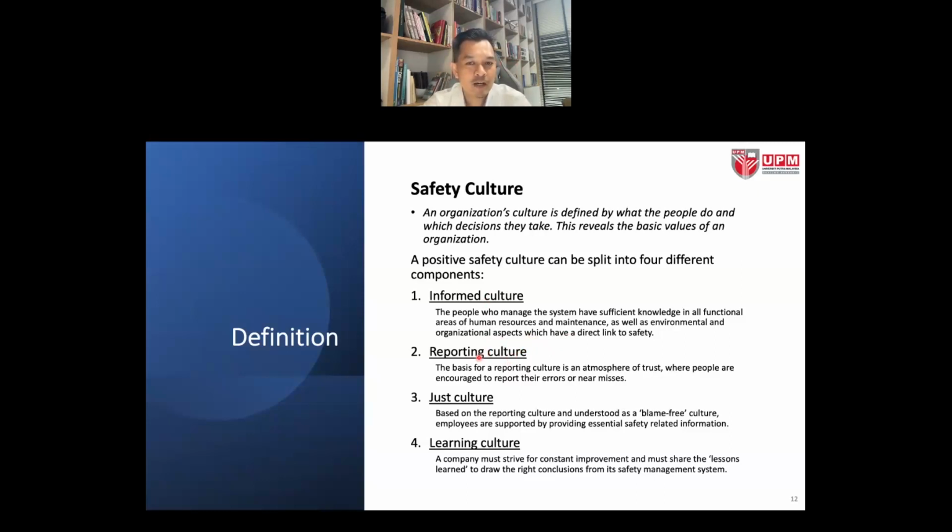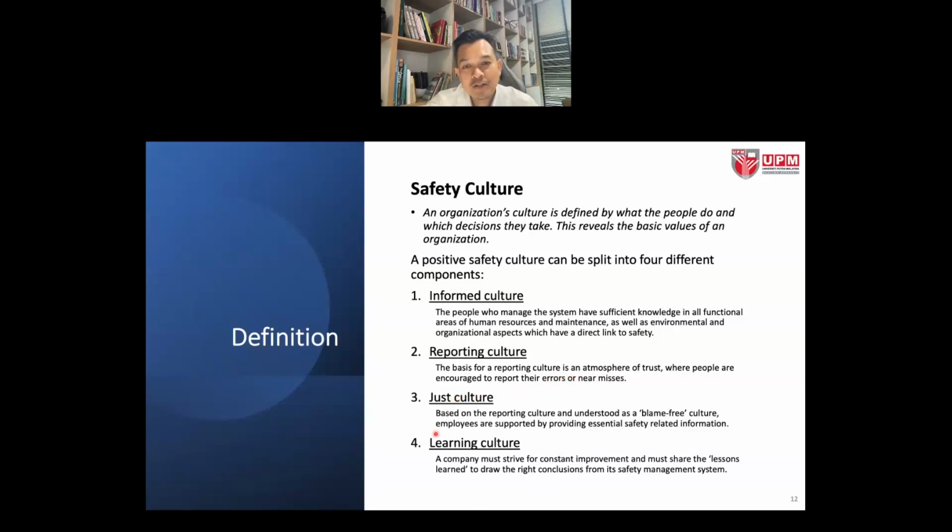The basis for a reporting culture is an atmosphere of trust, where people are encouraged to report their errors, not to keep quiet, not just to put away their errors or near misses. Because you may not be caught during that particular time, but it may happen to other people, and it can cause hazards. It can cause incidents that you do not want in the aerospace industry.